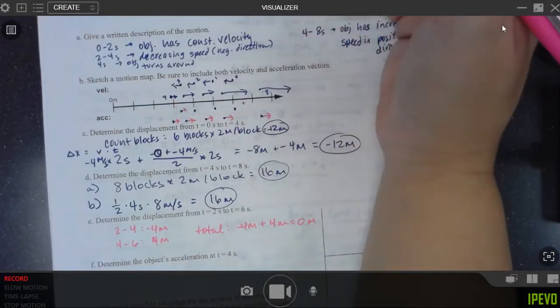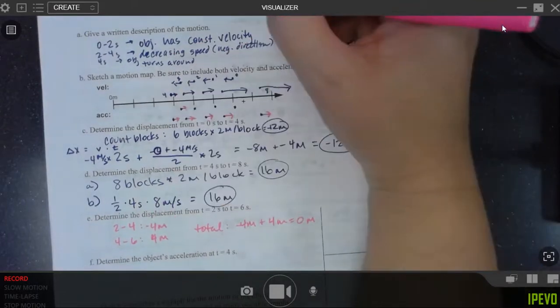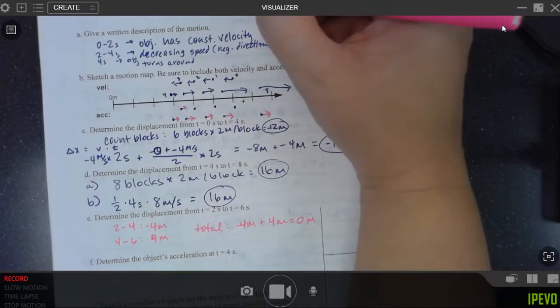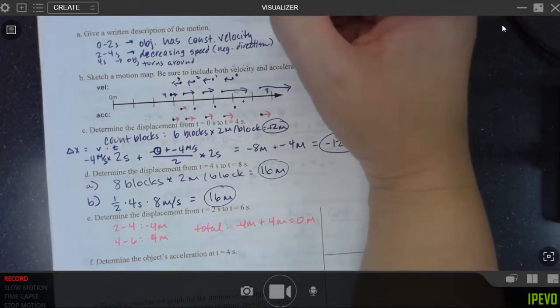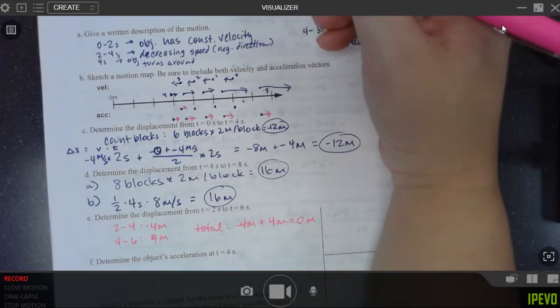Our object traveled some distance, right? Our object actually traveled 8 meters, but the displacement, the change in position between 2 seconds and 6 seconds, is going to be 0, because when you add those two distances together, you end up back at the place where you started from.